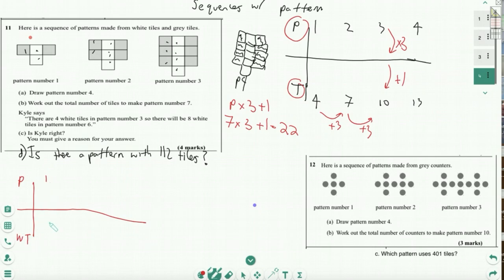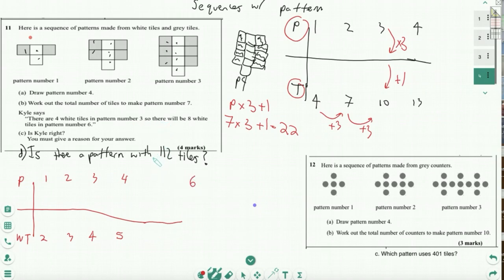So we have our patterns, and this time we're only looking at the white tiles. Pattern 1 has 2 white tiles. Pattern 2 has 3 white tiles. Pattern 3 has 4 white tiles. Pattern 4 has 5 white tiles. And he's asking to find out how many white tiles in pattern 6.